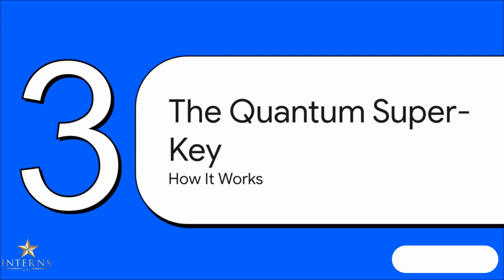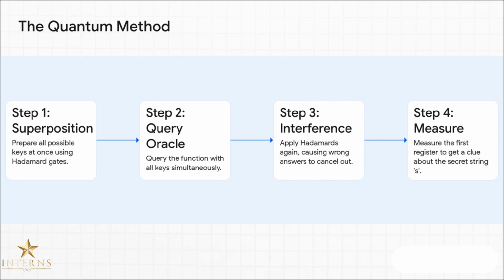So how in the world does the quantum computer pull off this incredible feat? Well, it doesn't bother with single keys. It uses something you could call a quantum superkey. Here's the basic game plan. First, using this wild quantum property called superposition, the computer creates a state that represents all possible keys at the exact same time. It's like having a master key that is every single key, all at once. Then, in one single operation, it queries the lockbox with all of them.